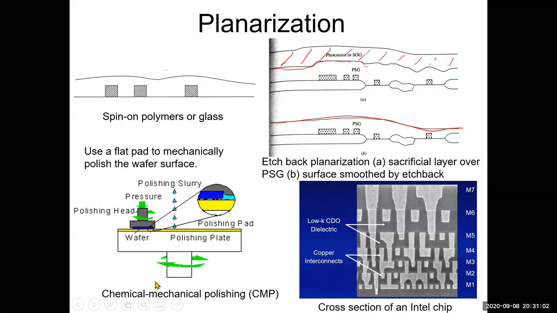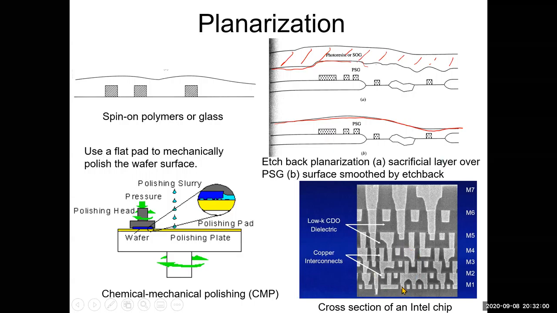A much better method is based on chemical mechanical polishing, CMP. Namely, we just use a rotating polishing pad to mechanically polish the wafer surface. Again, this is a very simple, straightforward idea, but obviously the control of the polishing pad needs to be very accurate. So to implement this idea is not trivial. It needs a lot of engineering effort.